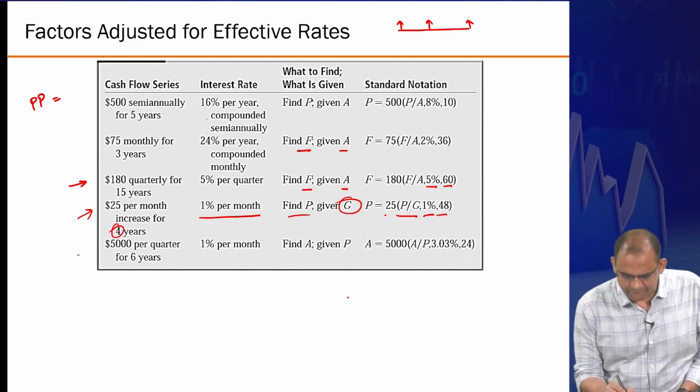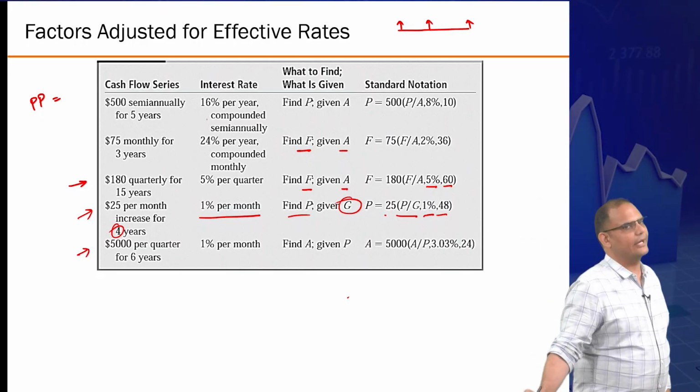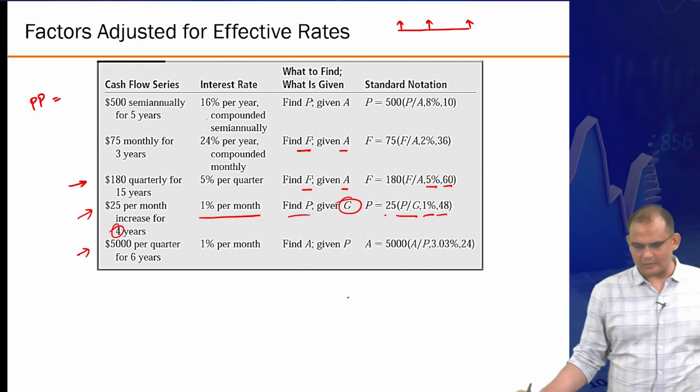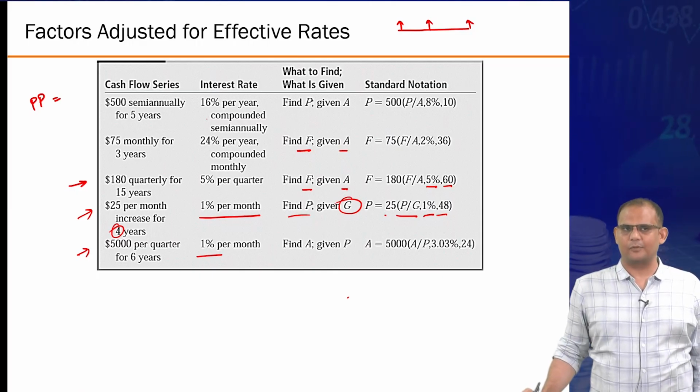Okay. Finally, $5,000 per quarter for 6 years. What is your payment period? Quarter. Your rate has been given to be 1% per month. What is the quarterly rate?